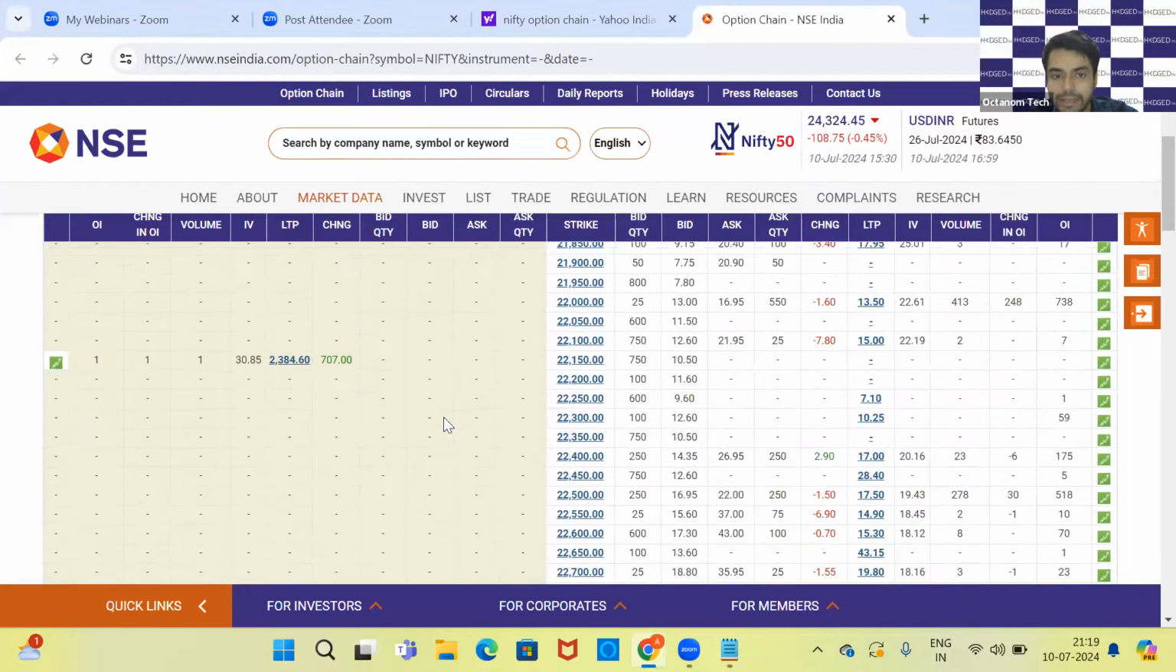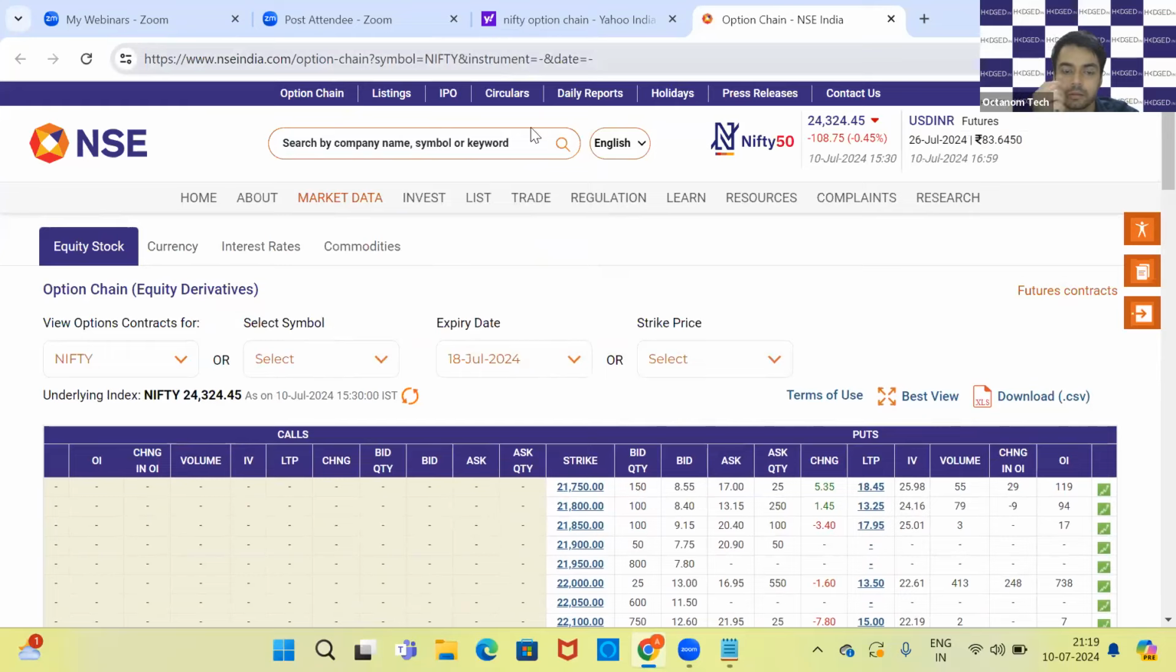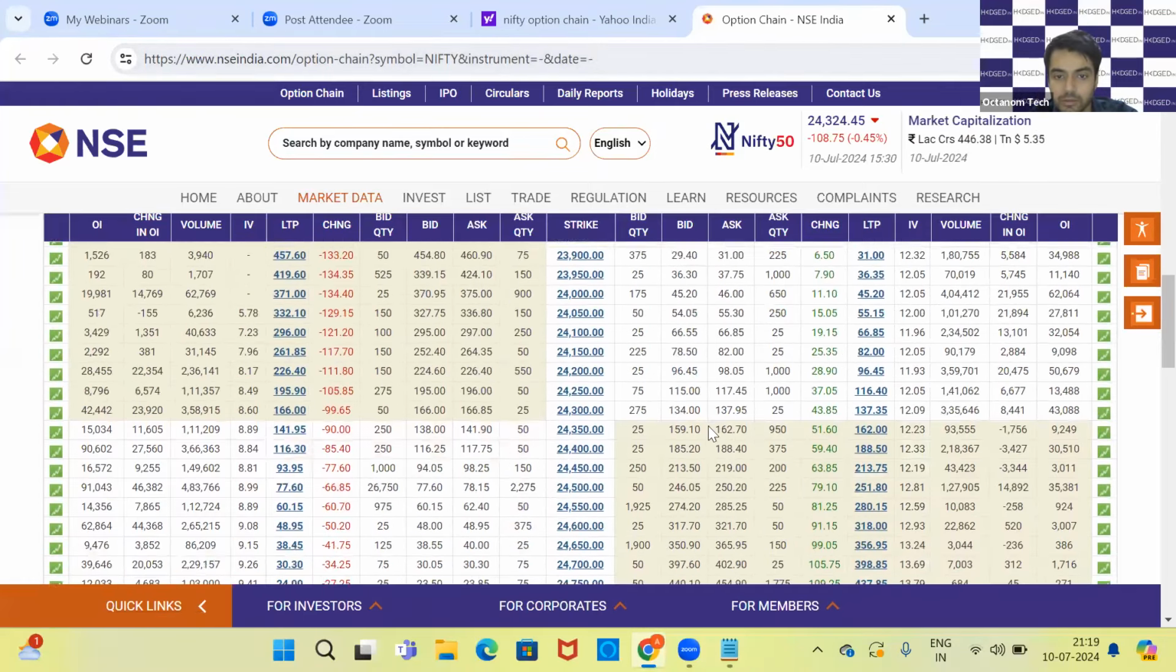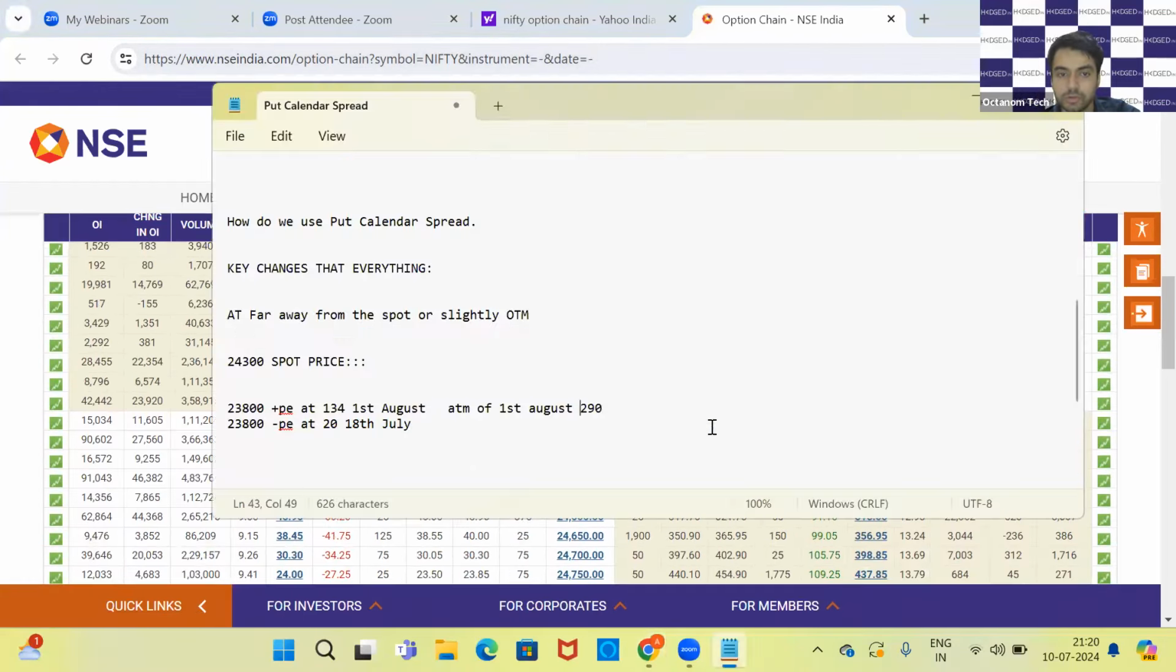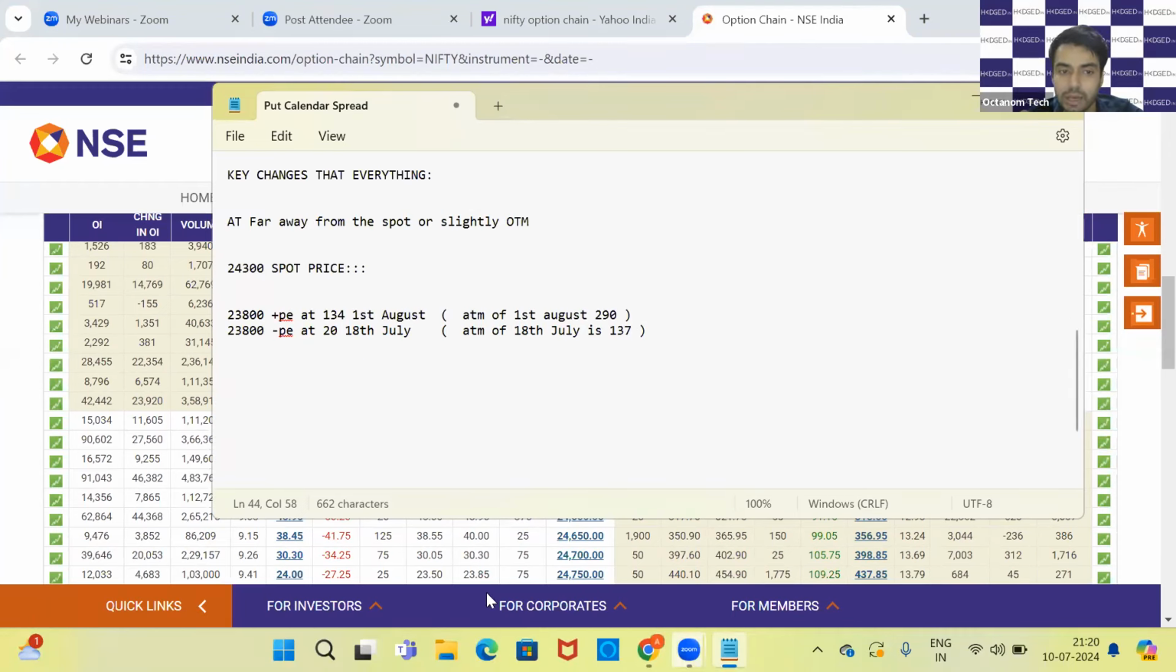And your ATM of 18th July is 137. Now, just remember this, I'm keeping it on the side. This is really going to get interesting now. Okay. My initial trade is what? 134 I have paid, 134 is my debit and 20 is my credit.